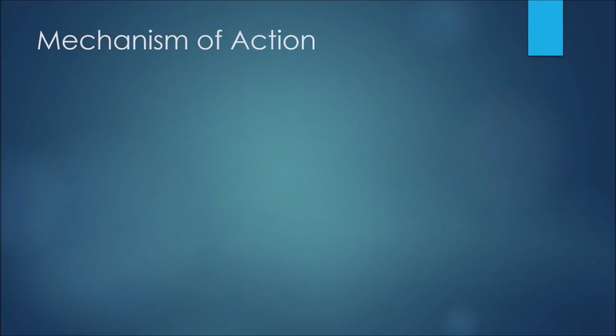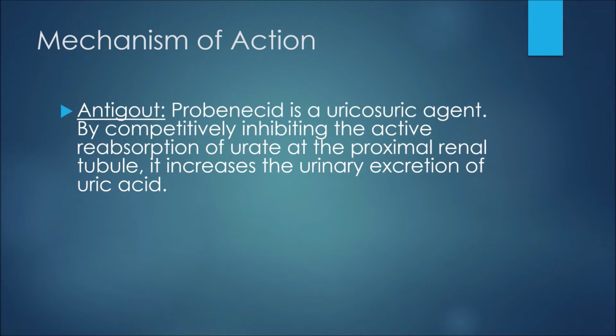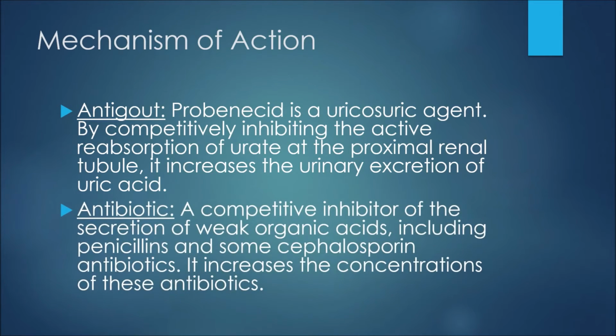So the first thing to discuss here would be the mechanism of action, or how this medication works. So Probenecid can be used for anti-gout measures. So in this case, Probenecid is a uricosuric agent. By competitively inhibiting the active reabsorption of urate at the proximal renal tubule, it increases the urinary excretion of uric acid. It can also be used as an adjunct in antibiotic therapy. So this medication is a competitive inhibitor of the secretion of weak organic acids, including penicillins and some cephalosporin antibiotics. So it therefore increases the concentrations of these antibiotics.